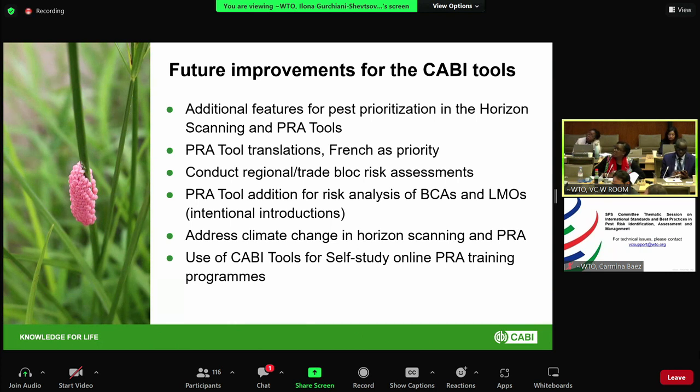For instance, French is a priority for some of our tools like the PRA, and enhance regional approaches in terms of risk assessment and activities that should come after these PRAs, like surveillances and also coming up with SOPs for inspections, for instance. And of course, addressing climate change as part of the horizon scanning, but also pest risk analysis. We also want to recommend that in addition to the IPPC PRA self-study, some of these support tools be enhanced in terms of their use for users.